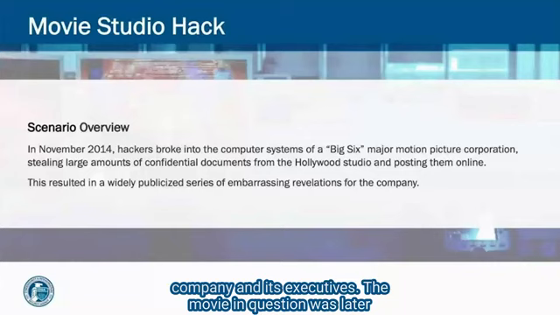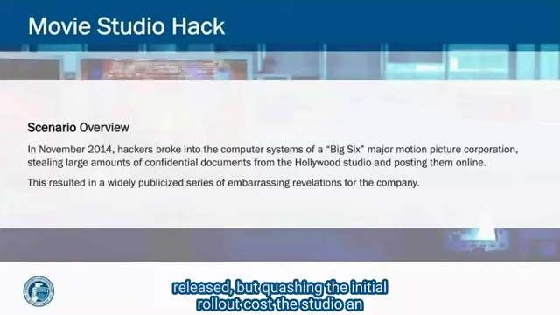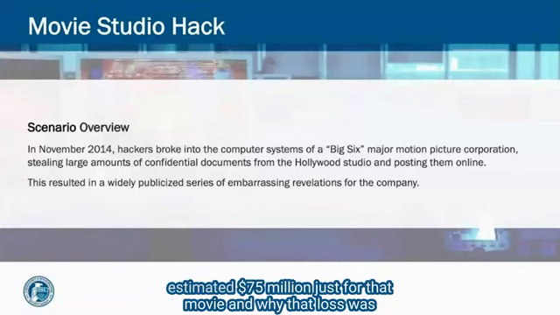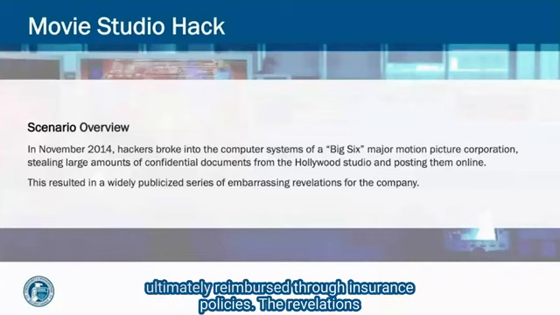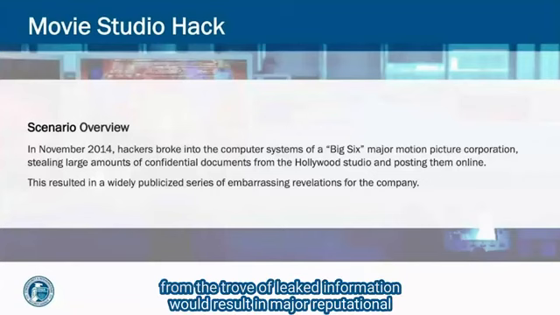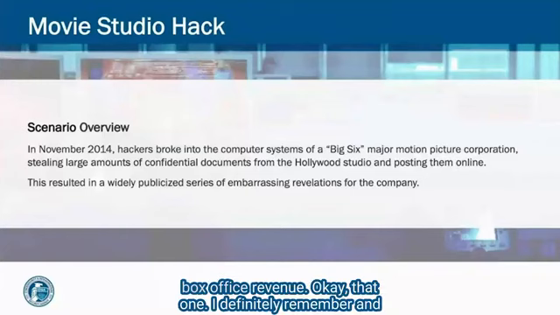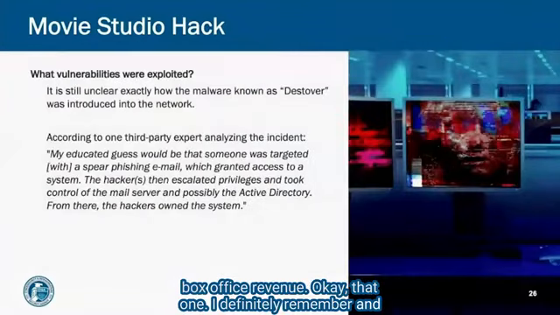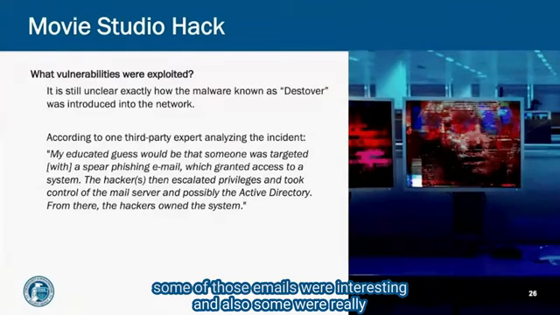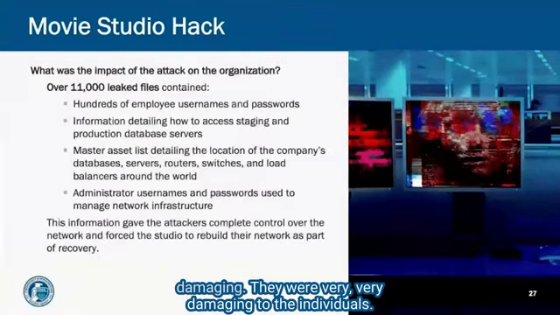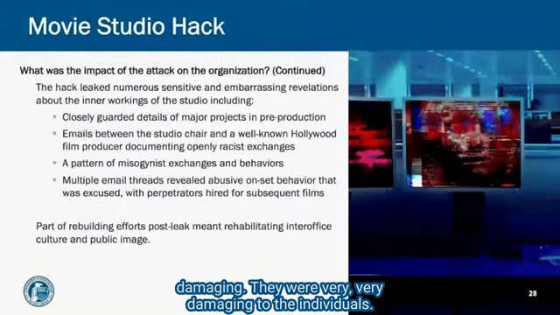The movie in question was later released, but quashing the initial rollout cost the studio an estimated $75 million just for that movie, and while that loss was ultimately reimbursed through insurance policies, the revelations from the trove of leaked information would result in major reputational harm and financial costs far beyond the loss of a single film's box office revenue. Okay, that one I definitely remember, and some of those emails were interesting, and also some were really damaging. They were very damaging to the individuals.